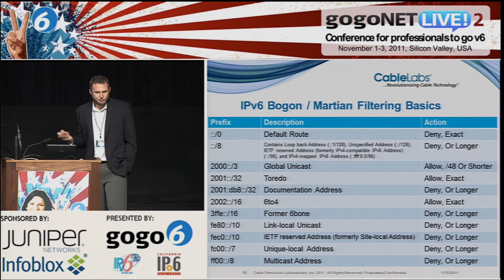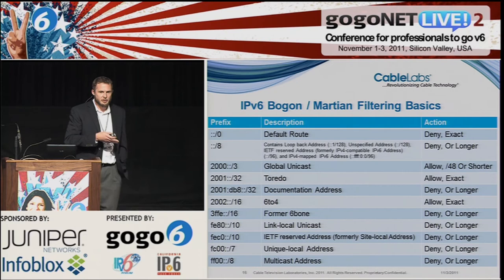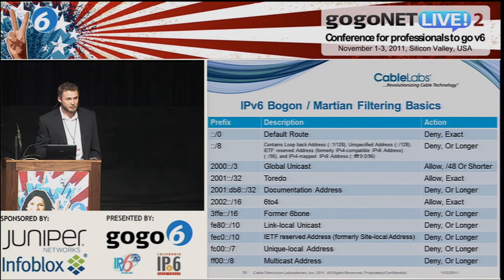Some of the other things on here, 3FFE is the former 6bone space. You shouldn't be seeing that anymore. Obviously, the link-local unicast, the former site-local, unique local, and multicast addresses are all stuff that you don't want to see. Oh, and then 2001:DB8, the documentation addresses, shouldn't be seeing those on the internet. Also, ::/8 covers the loopback space, IPv4-mapped addresses, IPv4-compatible addresses, the null route, all that stuff is in there, so you probably don't want to see any of that on your network.